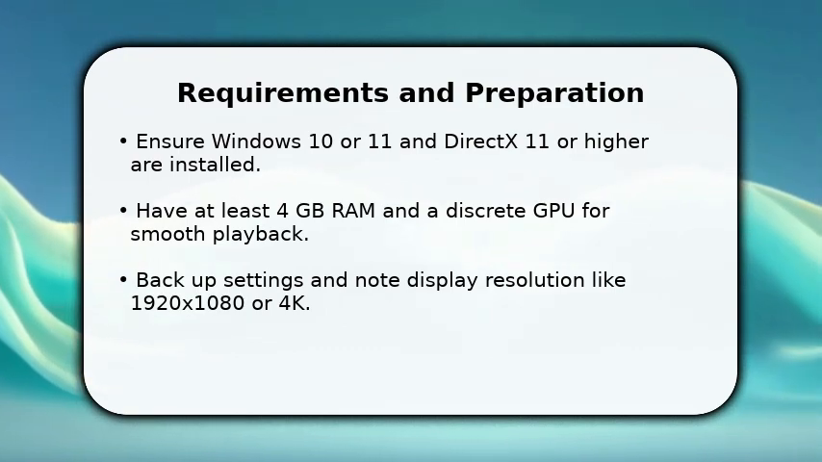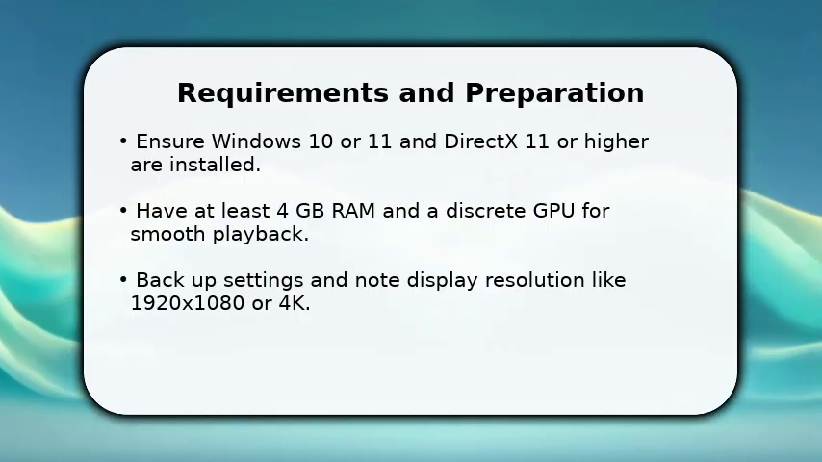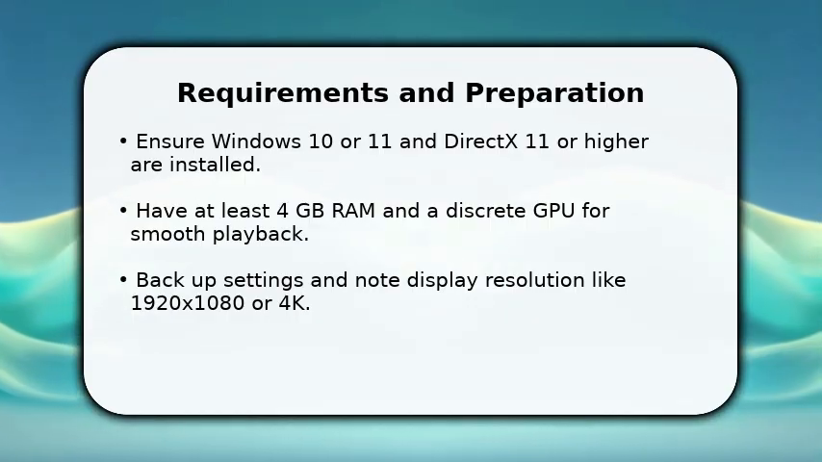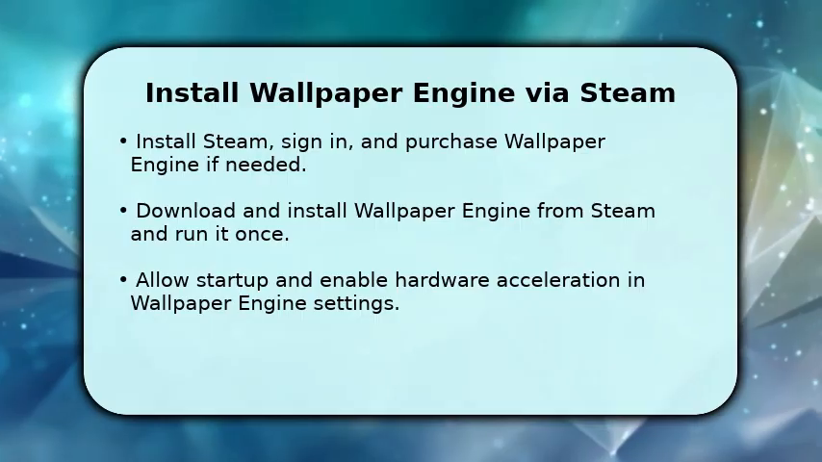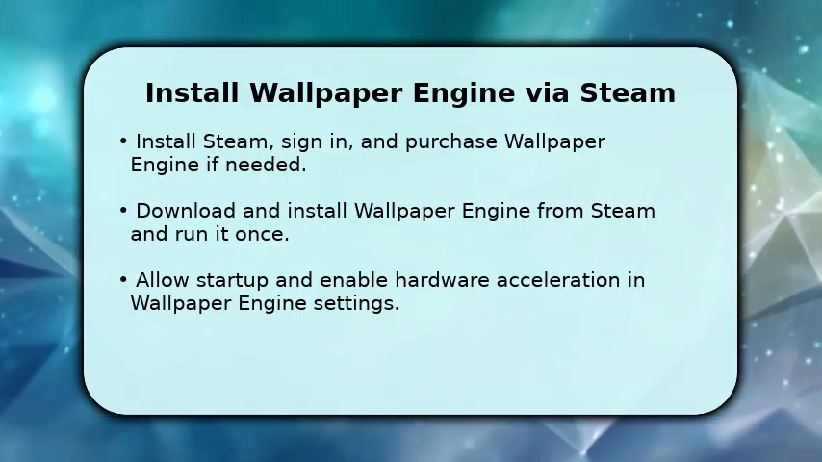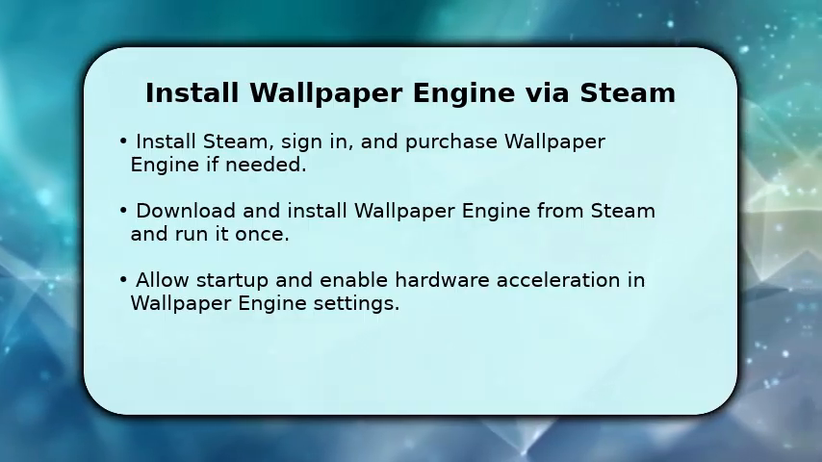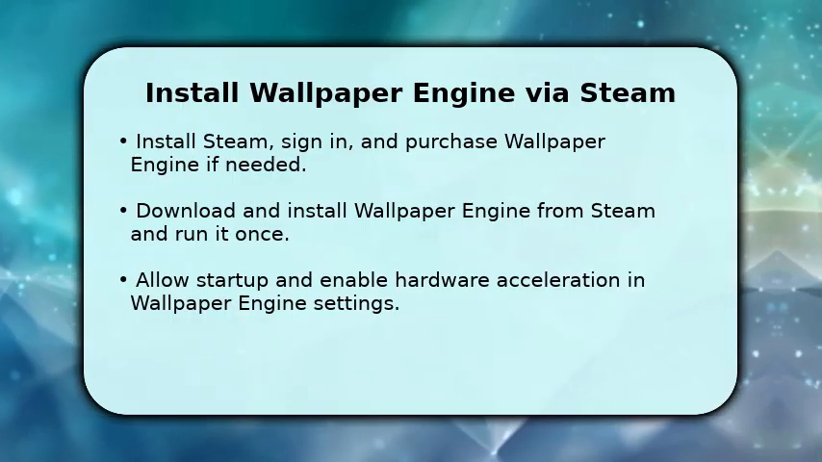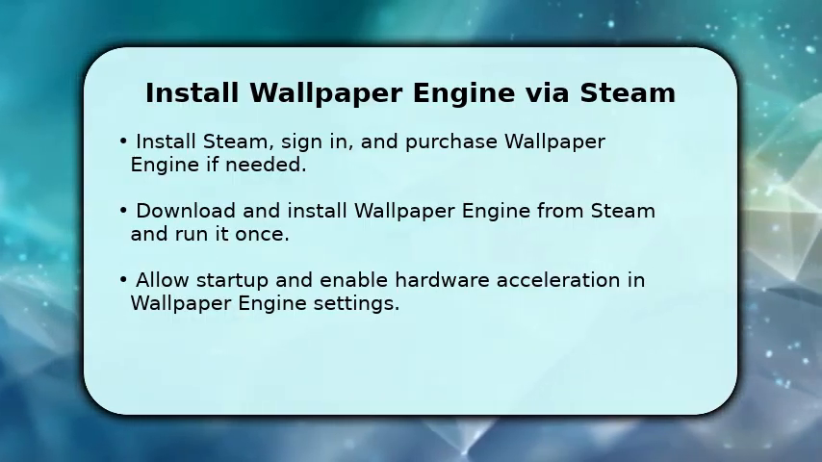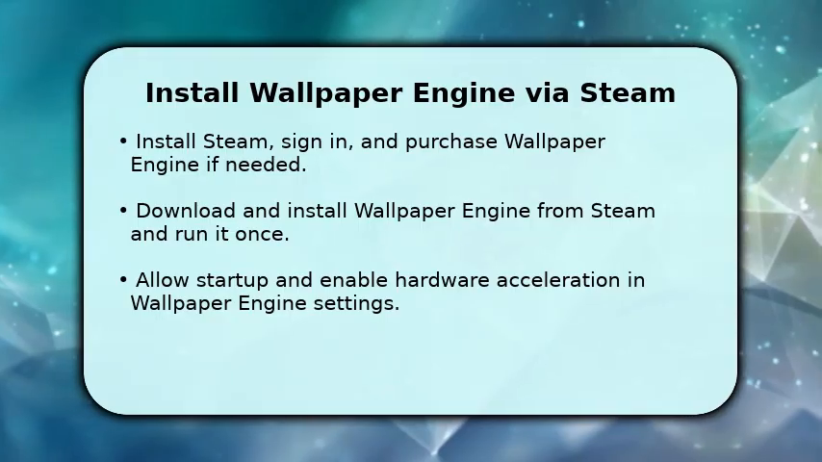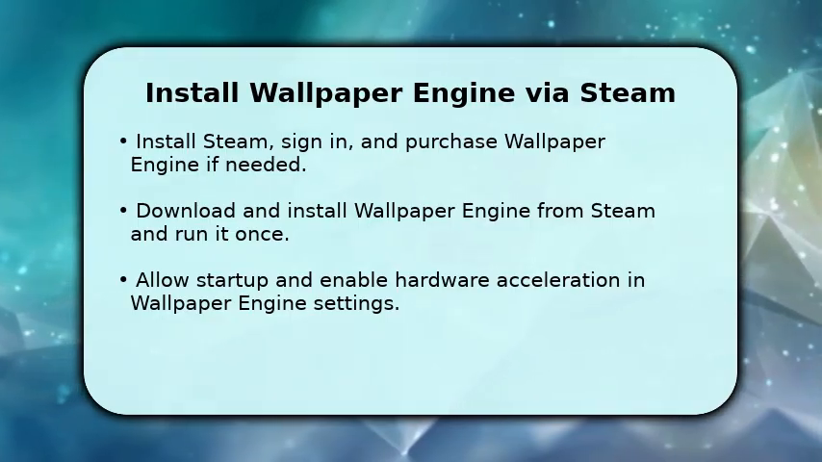Create a restore point and backup desktop settings before proceeding to installation. Open Steam and sign into your account, or create a free account if needed. Search for Wallpaper Engine, purchase if required, and click Install to download the application. After installation, launch Wallpaper Engine and accept any permission prompts for desktop access.